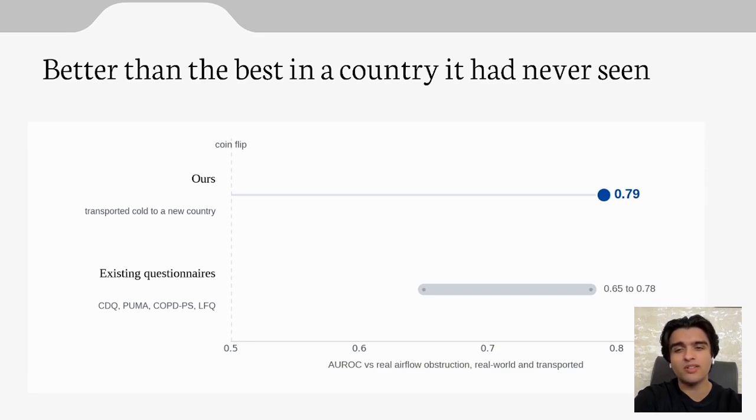As for the result, trained on Indonesia and tested cold on the US, it reached an ROC of about 0.79. And to be fair and not undersell it, the best known tools, the CDQ, the LFQ, and PUMA, only reach 0.65 to 0.78 once they're actually tested in the real world. So ours matched or beat the best of that, and it did that in a country it had never seen.